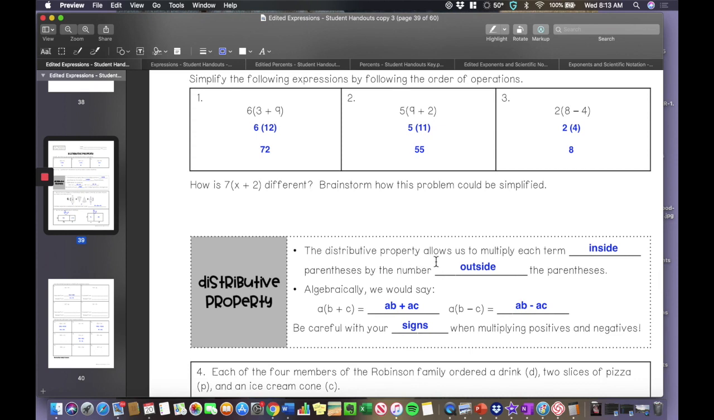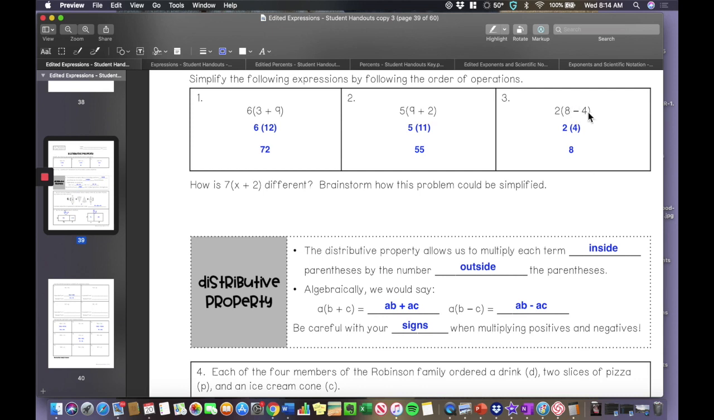So the distributive property allows us to multiply each term inside parentheses by the number outside of the parentheses. So we're going to be multiplying the term outside by the other terms on the inside. For example, in number 2 here, I would have 5 times 9, and then I would have 5 times 2. And in the same way, on number 3, I could have 2 times 8, and then I would do 2 times negative 4.